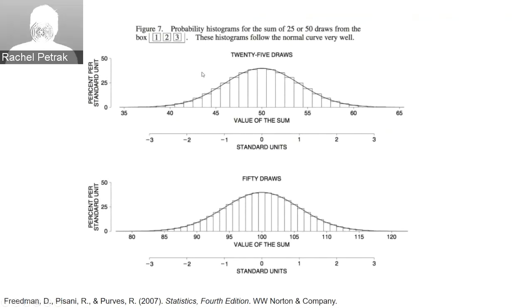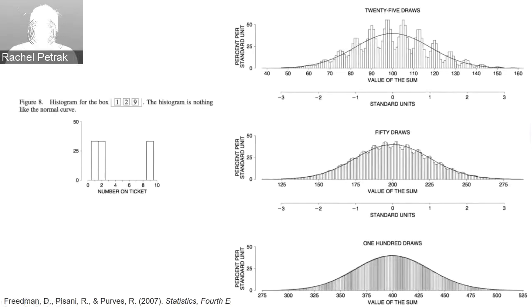To see this really laid out, let's look at probability histograms for the sum of 25 or 50 draws from the box 1, 2, 3. This simple box has histograms that follow the normal curve pretty well at 25 draws and at 50 draws. But what if we look at the histogram for the box 1, 2, 9? Well, this histogram is nothing like a normal curve, as you can see.